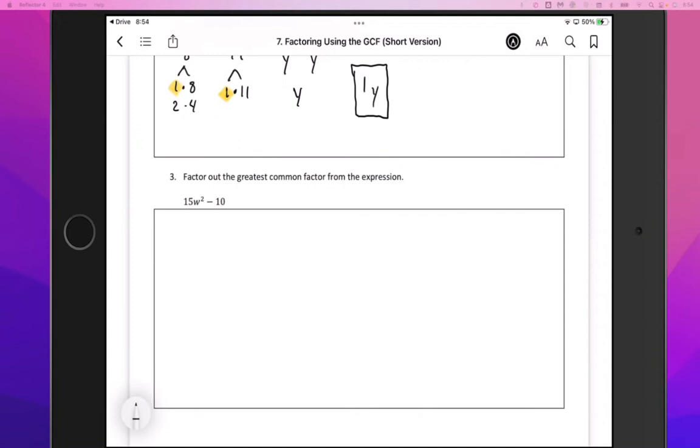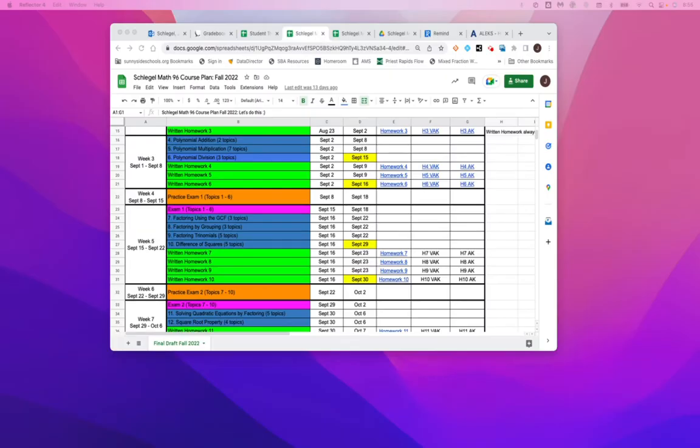And the way that I would suggest that you deal with this in the beginning here is to consider these as two separate numbers, two separate terms. And so I have a 15w to the power of 2, and I have a negative 10.